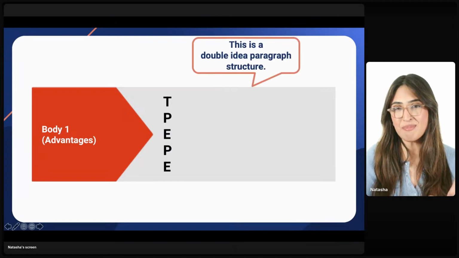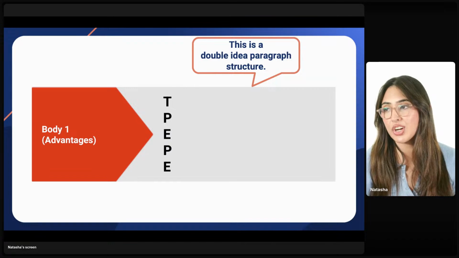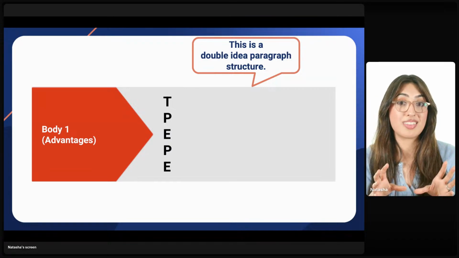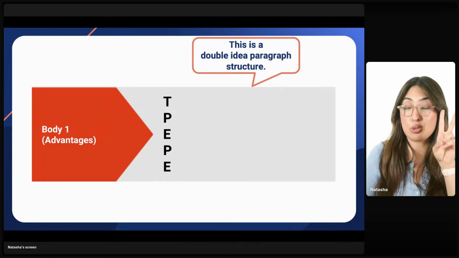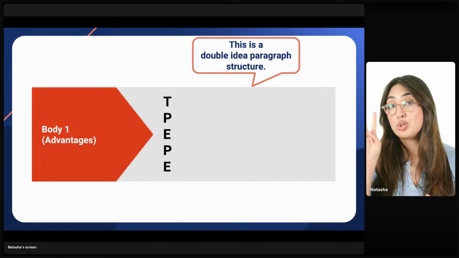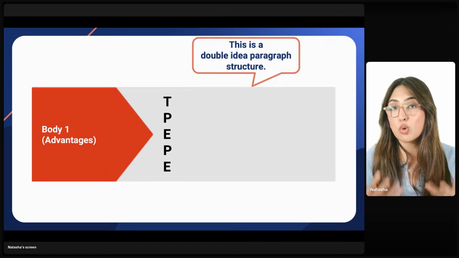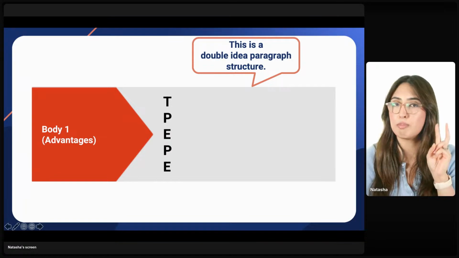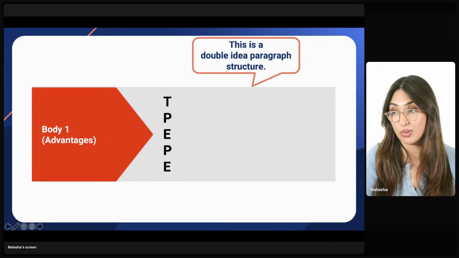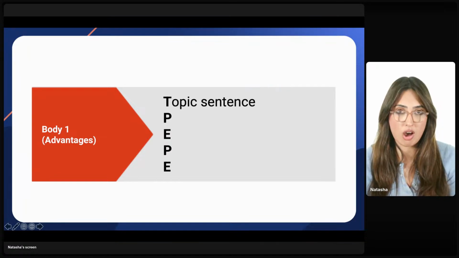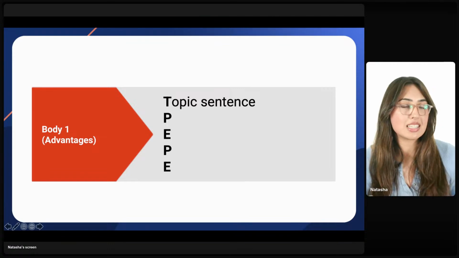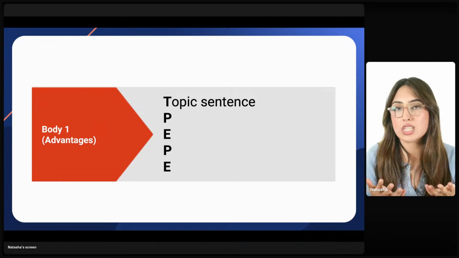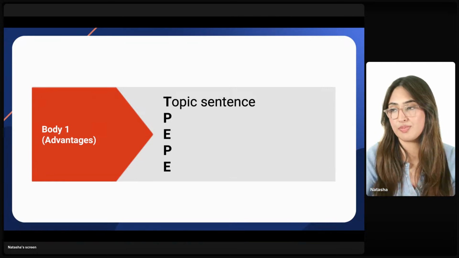Going back a step, it's really important to mention here that this is a double idea paragraph. You might remember that we need to outline 2 advantages and 2 disadvantages. And in order to do that, we need a double idea paragraph where we can highlight both those ideas. So we must begin with a topic sentence. A topic sentence is a broad sentence. It tells your reader what they're going to read about in that paragraph.